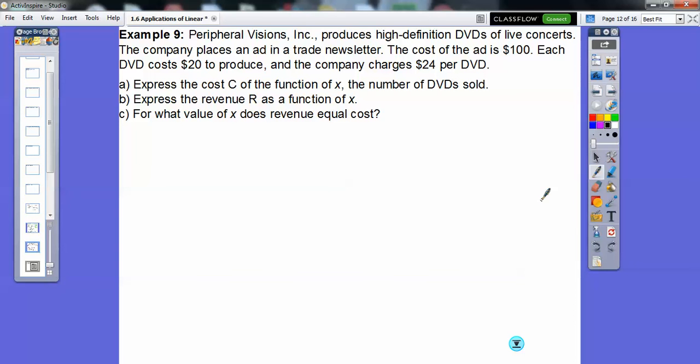Alright, so Peripheral Visions produces high definition DVDs of live concerts. The company places an ad in a trade newsletter. The cost of the ad is $100. Each DVD costs $20 to produce, and the company charges $24 per DVD.